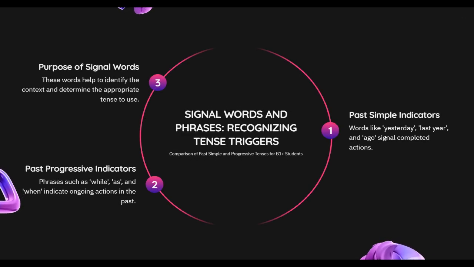The signal words are very important, because they indicate whether this is a past simple or a past continuous. They make it easier for you to tell which is past simple and which is past progressive. Words like yesterday, last year or ago are just examples. If we see them, they always indicate the past simple. For the past progressive, we have while, as, just as, as we explained in class, and also when.